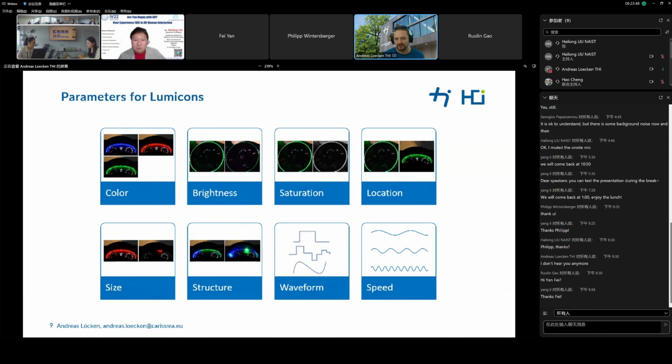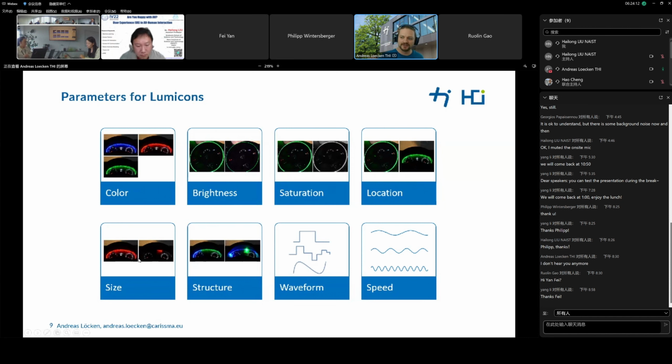What kind of parameters do we have? From all my works, this is the summary more or less. We have colors, of course, which is already used in modern vehicles. The brightness, of course, but the problem with brightness is that you have to adapt it to the light that is coming from the outside into the vehicle maybe. You can play around with saturation, with the location of the light, the size of the light.